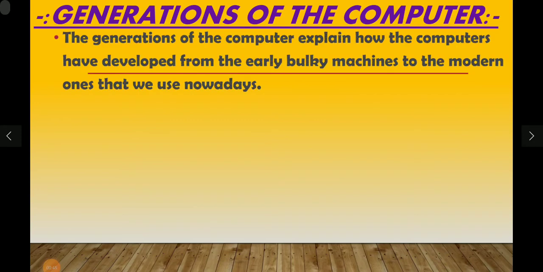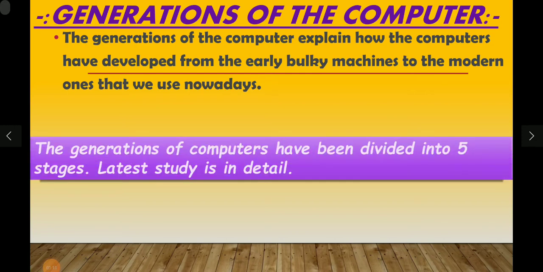The generations of the computer explain how computers have developed from the early bulky machines to the modern ones that we use nowadays. Means you might have seen old black and white pictures, right? There, these computers did not look like today's. It was a bulky machine. The generations of computers have been divided into 5 stages. Let's study in detail. We will study each generation in detail in this video.